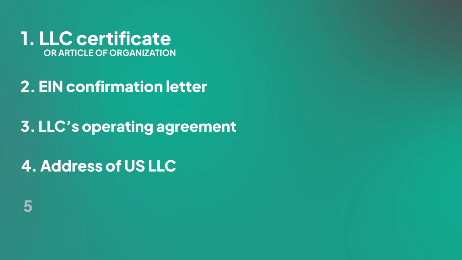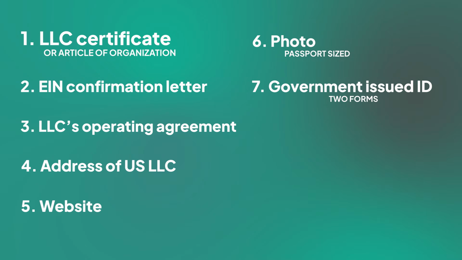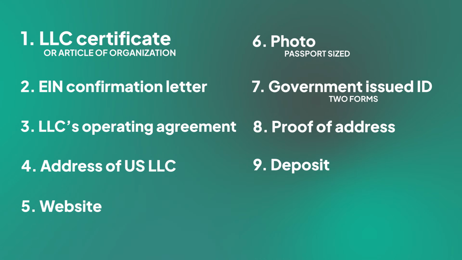Number 5, the website of your company. Number 6, a passport-sized photo. Number 7, 2 forms of government-issued ID. Number 8, the proof of personal address. Number 9, a deposit that can greatly vary based on the bank and services you need.